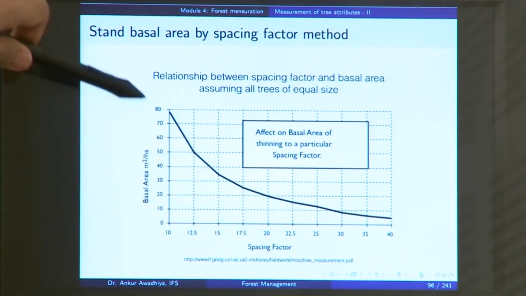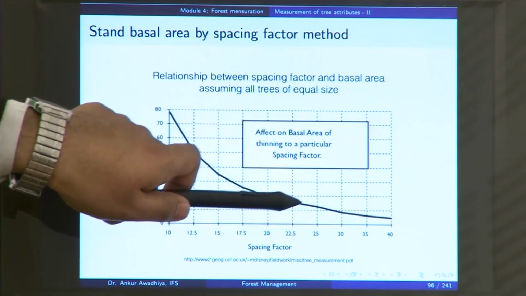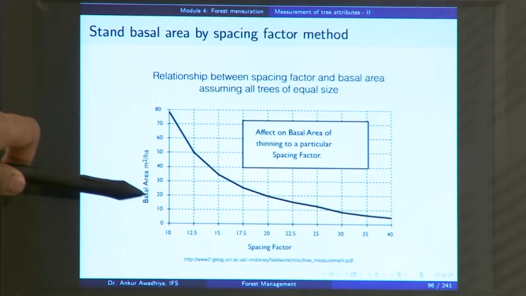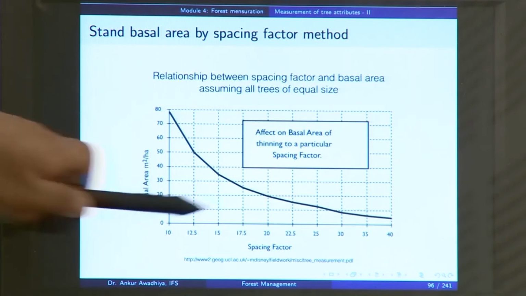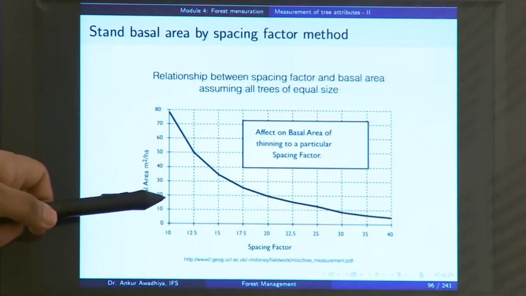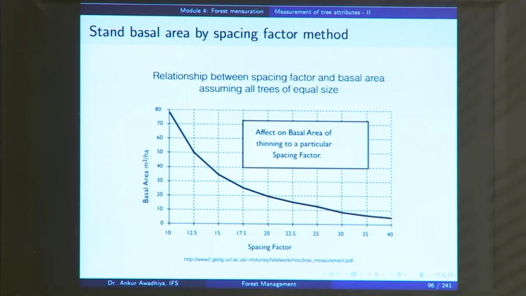So, you can make use of this curve to find out the basal area per hectare. This is 25, so this one will be roughly around 12 or 13. So, you can find out the stand basal area using this spacing factor method.